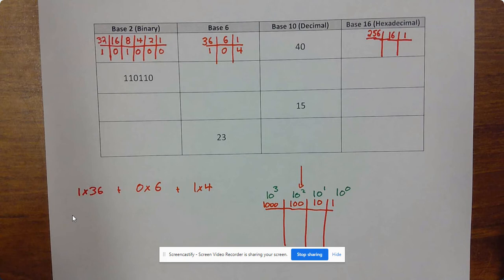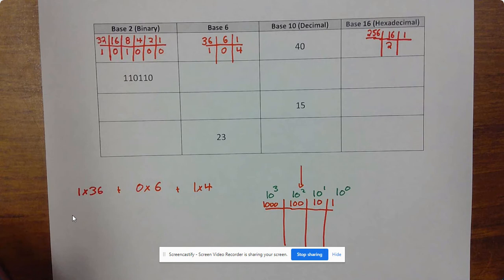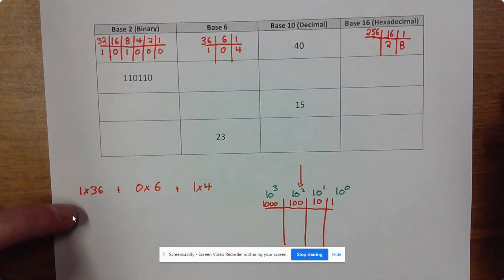Don't have any 256s in 40, but I have 2 16s. Right? 3 16s would be too much, but 2 16s is 32. And then I have 8 1s. So 28 in hexadecimal is equivalent to 40 in base 10.